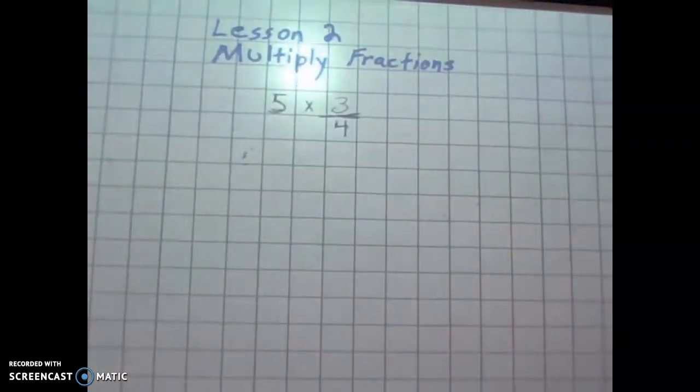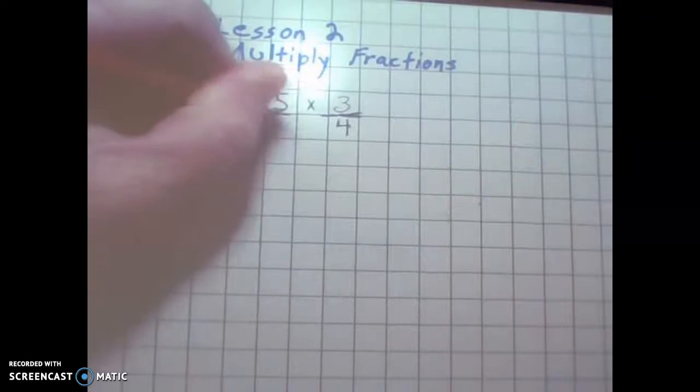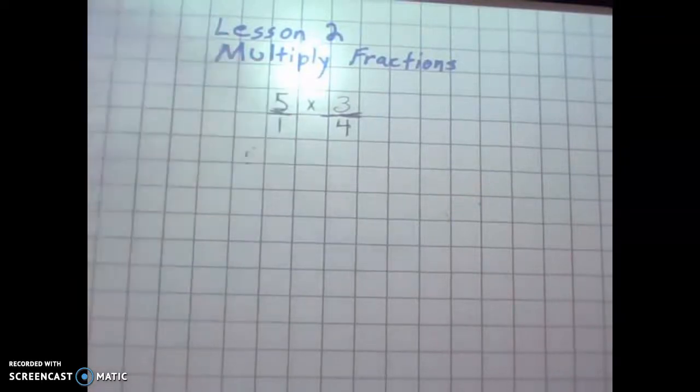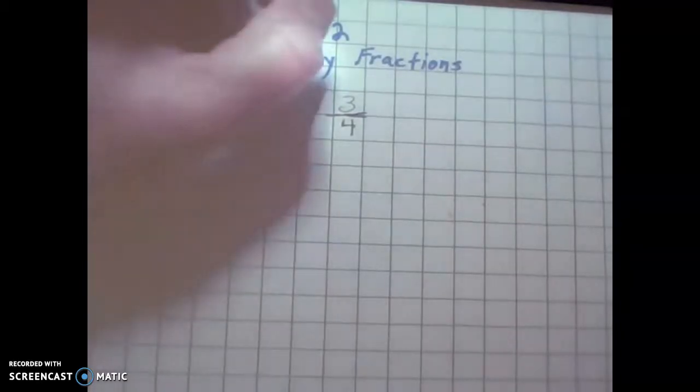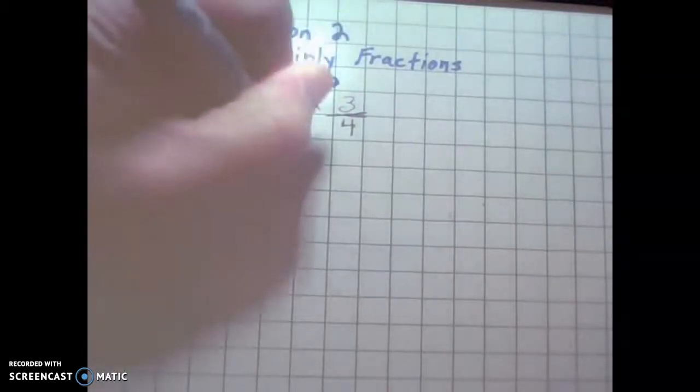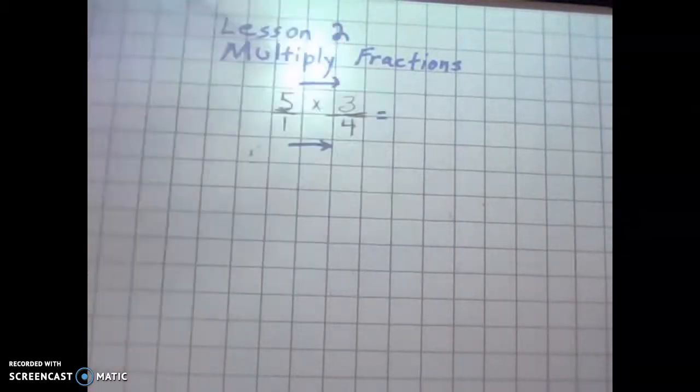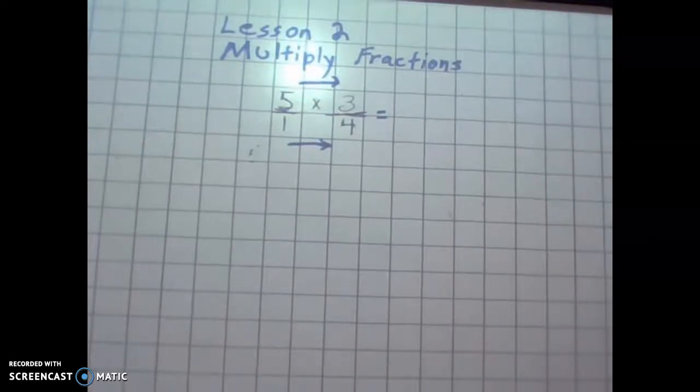Okay? So what it said was to write the whole number as a fraction. How do we write a whole number as a fraction? What do we put underneath it? Matt? 1. We put a 1 under it. Okay? So that's your first step. You got to find that whole number and put that 1 under it. And then the easiest part about this is why I like multiplying fractions, because you just multiply straight across. It's that easy, okay?